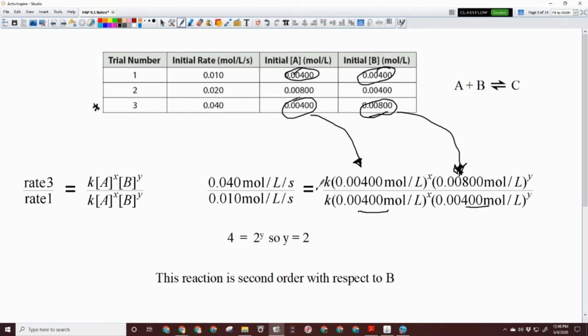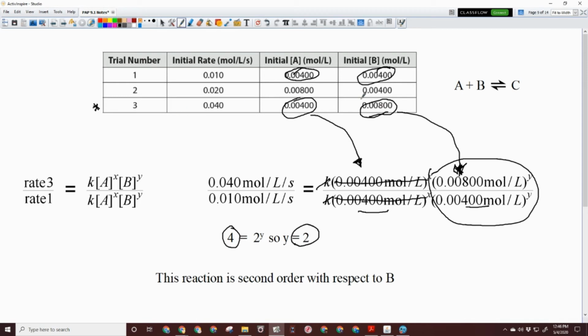All right. So K is going to cancel K. This whole thing is going to cancel this whole thing because it's the same. So what we have is just this. 8 divided by 4 is 2 to the y. 0.040 divided by 0.010 is going to be 4. So 4 is equal to 2 to the y. If we solve for y, y is going to be 2.